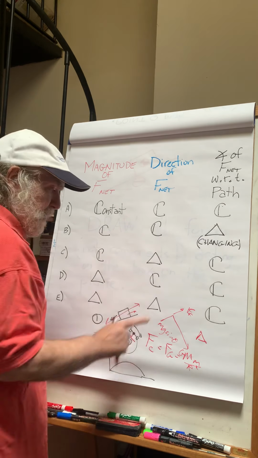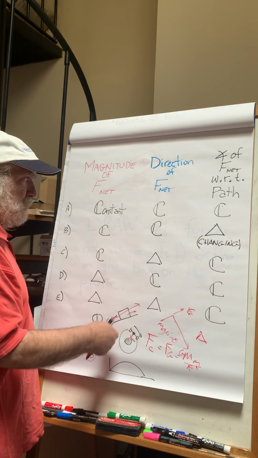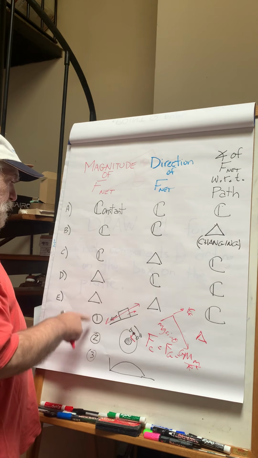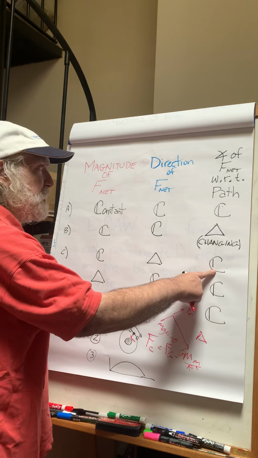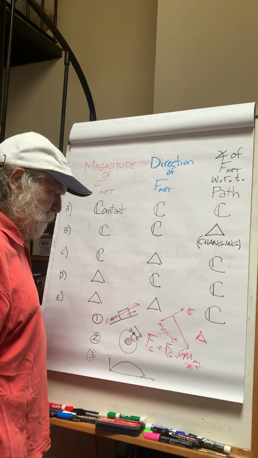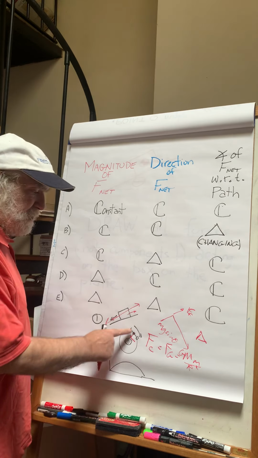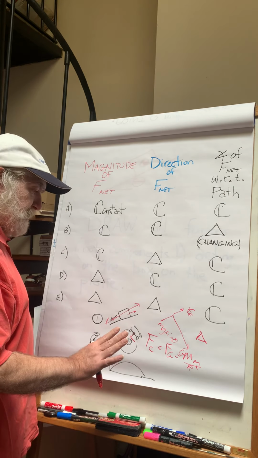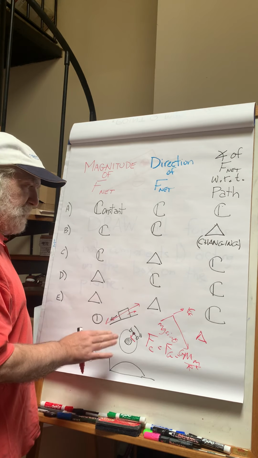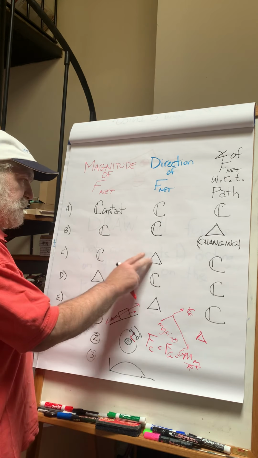The direction of F net is changing. So I'm looking for constant and delta, starting with constant, moving to delta. I really don't even have to see whether the angle with respect to the path is constant, but it is. It's at 90 degrees, but I don't have to go through with that because I know I wanted constant and delta. So constant and delta was C.